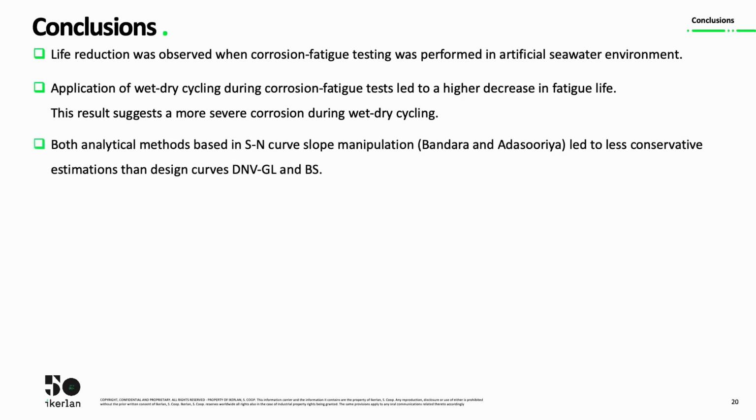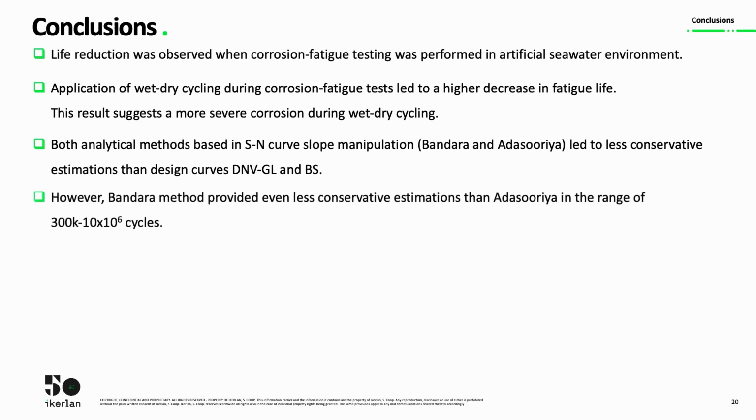Both analytical methods based on SN curve slope manipulation led to less conservative estimations than the design curves proposed by the codes DNV and British Standard. However, the method published by Vergara provided even less conservative estimations than Aldazorrilla in the range of 300,000 to 10 million cycles.